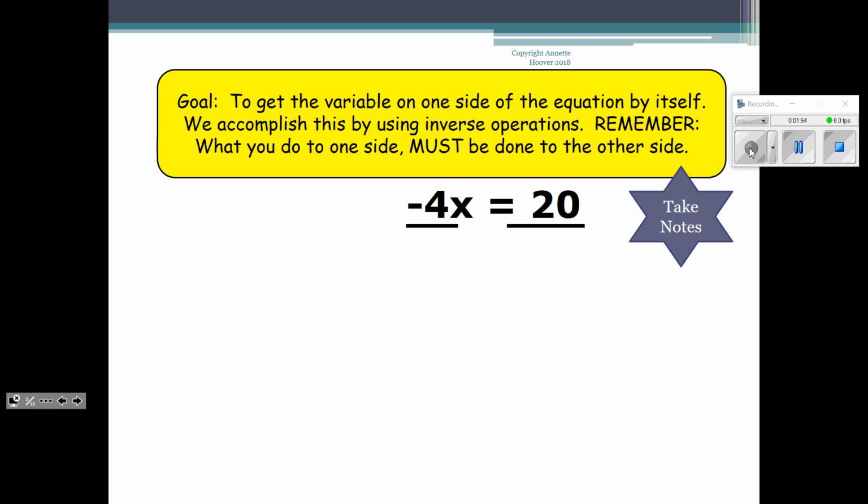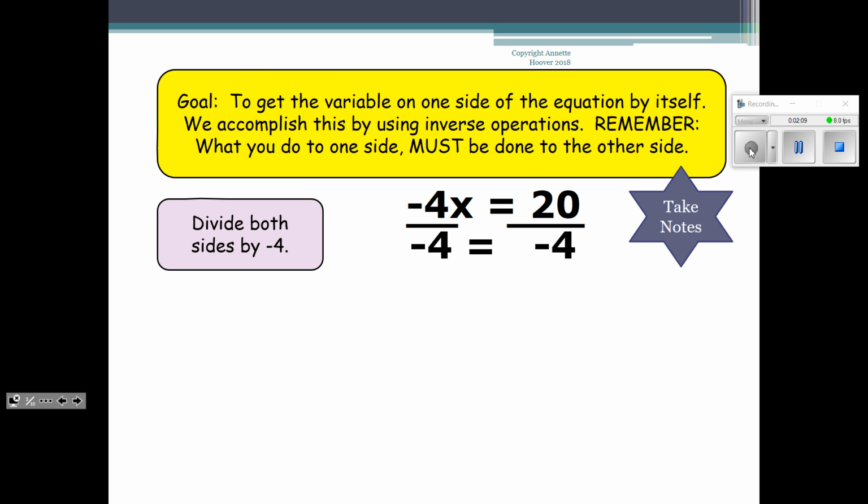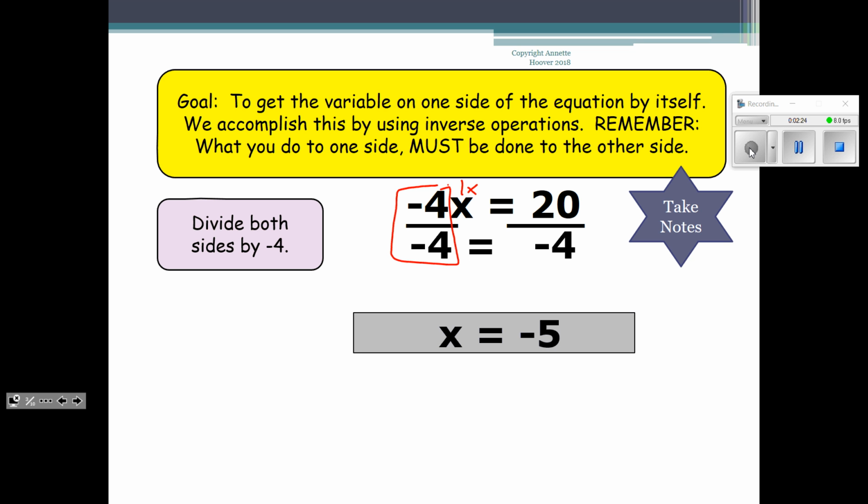Here we have negative 4x equals 20. The unknown number, or the variable, x, is being multiplied times negative 4. The opposite of multiplying is dividing. So we're going to divide both sides by negative 4. Negative 4 divided by negative 4 right here is a 1. So we have 1x. So the 1 can become invisible. So we just have x left on that side. And on the right side, we have 20 divided by negative 4, which is negative 5.